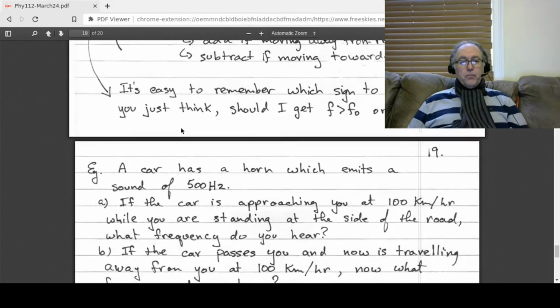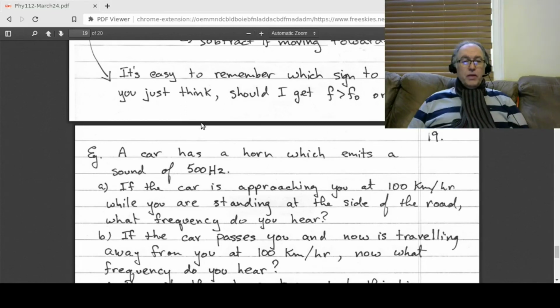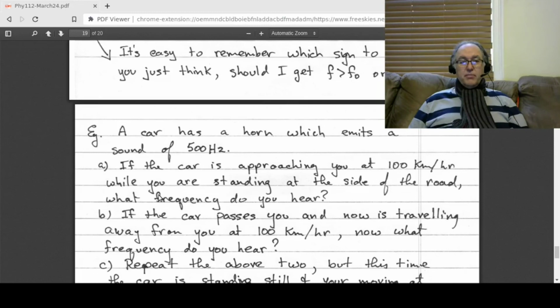We have a car, and it has a horn which emits a sound of 500 hertz. So that's your f naught. That's the sound that's emitted and would be observed if neither source nor receiver were moving. Now if the car is approaching you at 100 kilometers per hour while you're standing still, what frequency do you hear? And the car is moving at 100 kilometers per hour.